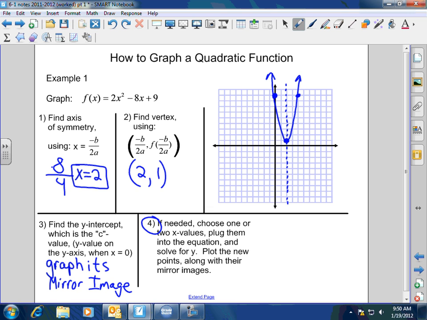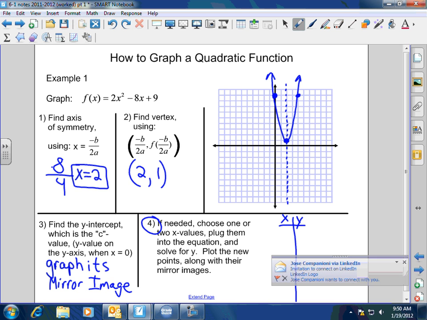What am I talking about? Let's just say that I wanted to make this a little bit more accurate. Make it easy for yourselves, guys. Let's find the value of y when x is 1. Okay? So I have 2 minus 8, which is negative 6, plus 9, which is 3, correct? Yes. Look, 1, 3, and now it's a mirror image, and you're done.